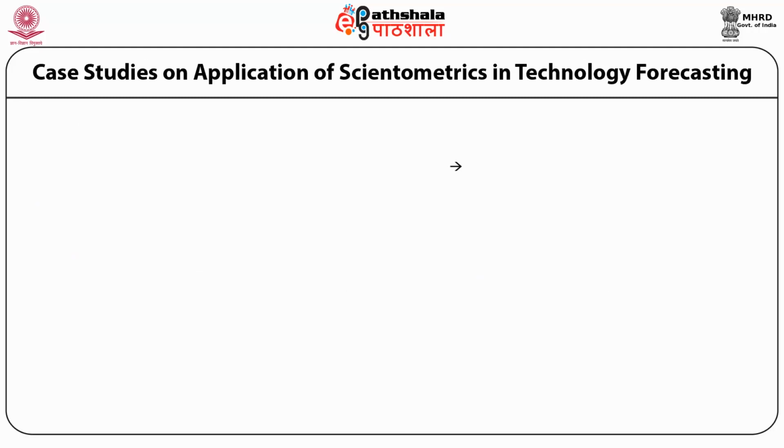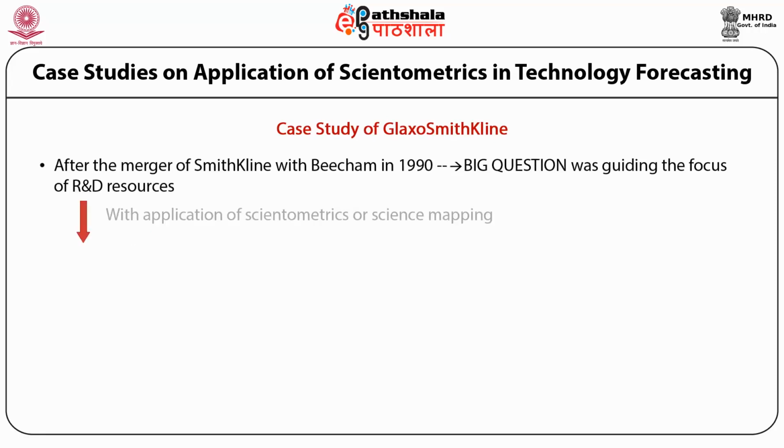We look at some case studies on the application of scientometrics in technology forecasting. This is a case study of GlaxoSmithKline. After the merger of SmithKline with Beecham in 1990, the big question was guiding the focus of R&D resources. Scientometric mapping emerged as a very important tool in this regard.